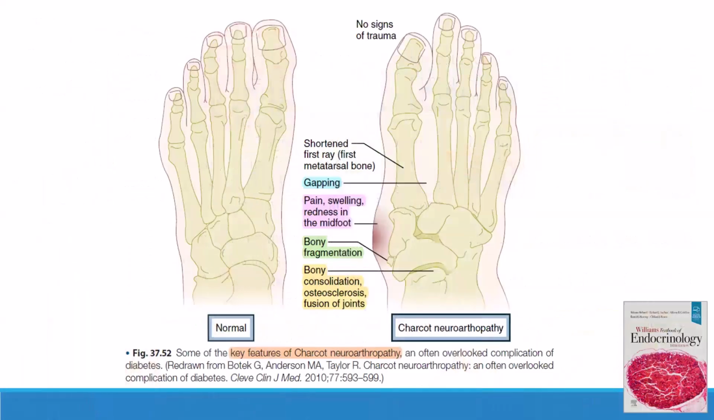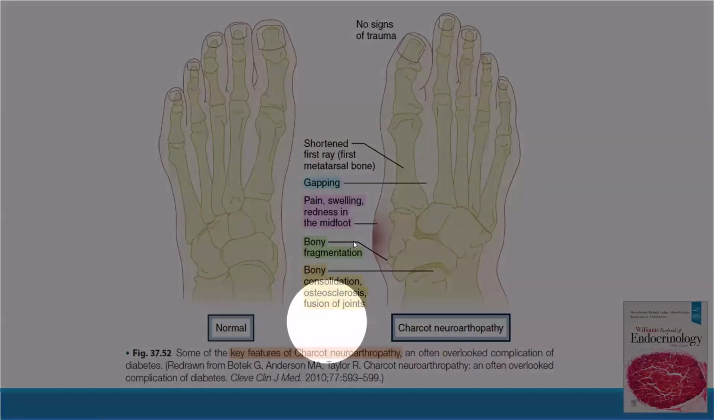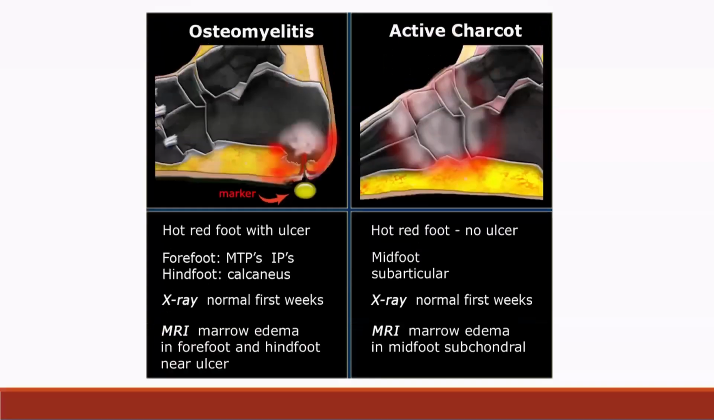So this image from the Williams textbook shows bone fragmentation, bony consolidation with osteosclerosis, with fusion of the joint, with gapping, with swelling. This is a Charcot neuroarthropathy.